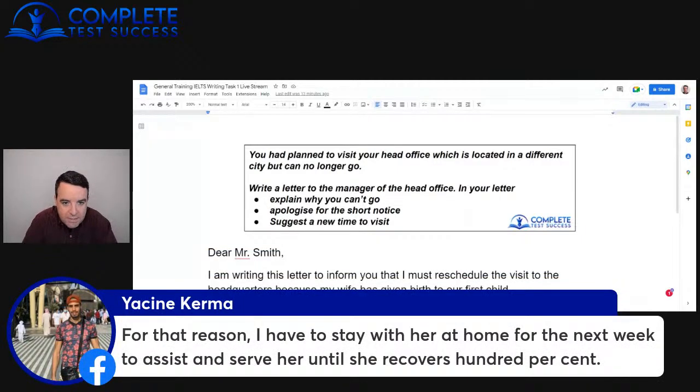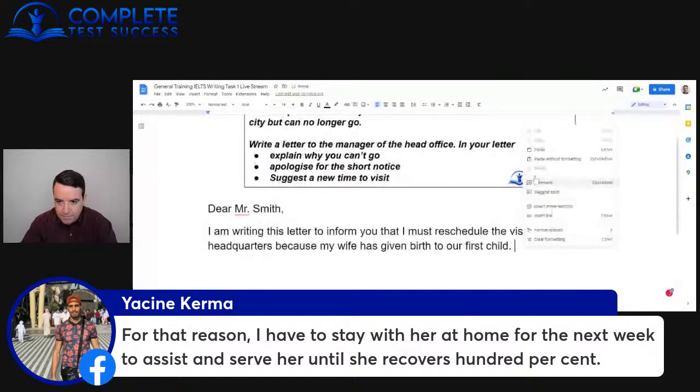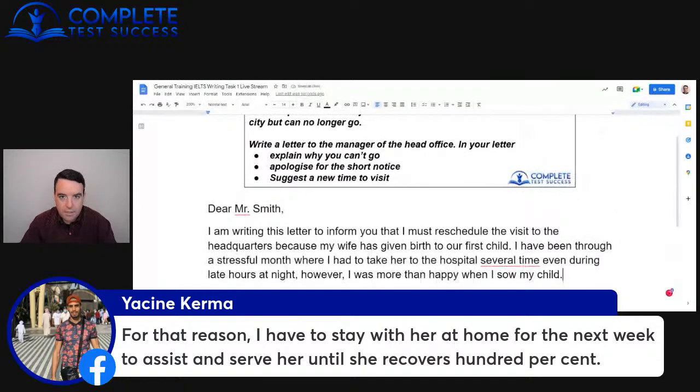For that reason, I have to stay with her at home for the next week to assist and serve her until she recovers 100%. Good, Yasin, exactly. Okay, and what I really like about this, Yasin, is that you're very clearly learning from your mistakes. And that's exactly what the lesson is for. It's not to point out your mistakes to make you feel bad about yourself. It's to help you learn. And that's exactly it.